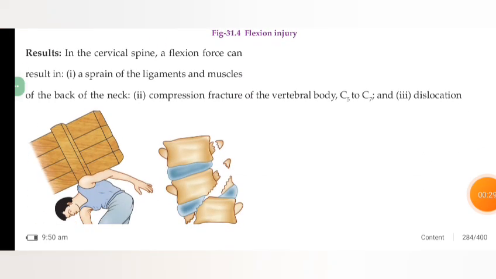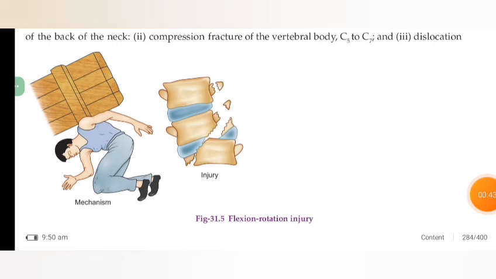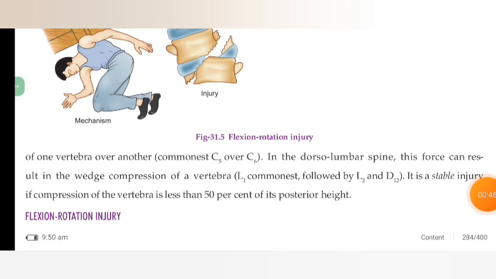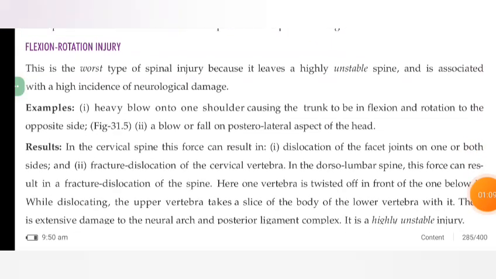In the cervical spine, a flexion force can result in sprain of the ligaments and muscles of the back of the neck, compression fracture of the vertebral body C5 to C7, and dislocation of the vertebra over the other, commonest at C5 and C6. In the dorsolumbar spine, this force can result in wedge compression of a vertebra, L1 commonest, followed by L2 and D12. It is a stable injury if compression of the vertebra is less than 50% of the posterior height.